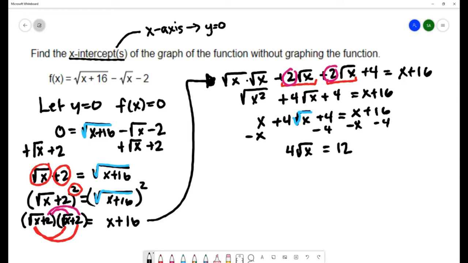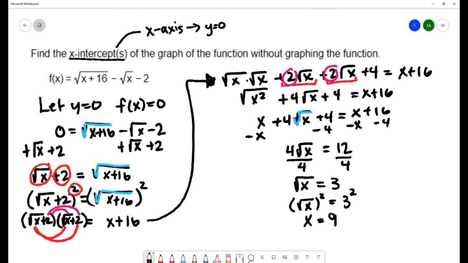I'm still going to isolate the square root of x by dividing by 4. 4 square root of x means 4 times square root of x. So we're getting rid of that 4 with the opposite operation of division. So that leaves me with square root of x equals 3. I'm going to get rid of that square root by squaring both sides. So square root of x squared and 3 squared. The square root and the square cancel each other out, and 3 squared is 9.